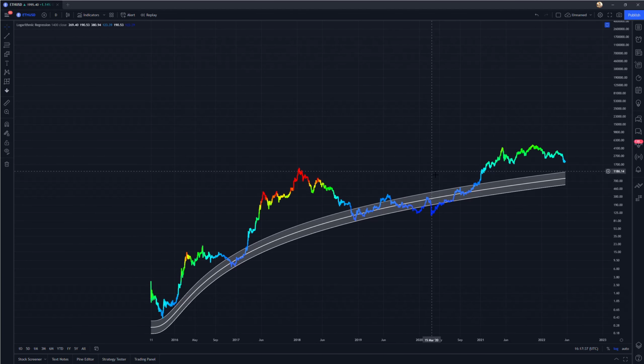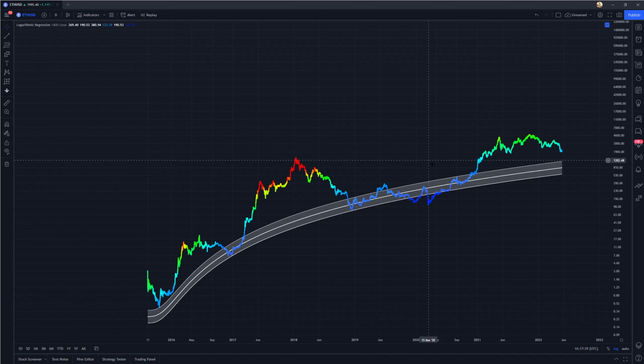One of the things that can tell us is that because we weren't so overextended to the upside, then on the downside in the bear market, we most likely won't go down completely like 90%, because we didn't have a move to the upside that would warrant some 90% crash.